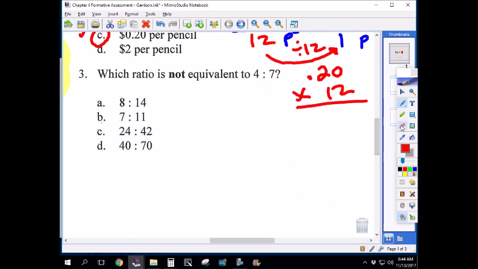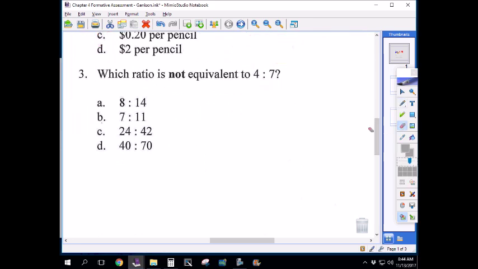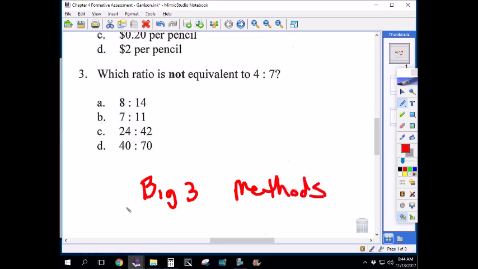All right. Which ratio is not equivalent? There's a couple ways you can do this. I taught you the big three methods, right? We'll work with those now. We got the big three methods. Okay? Does anybody remember the first of the big three methods? We're going to come back to this here in a little bit. Noah?